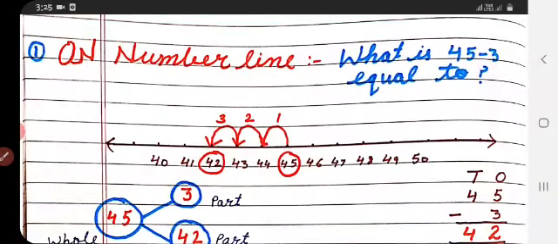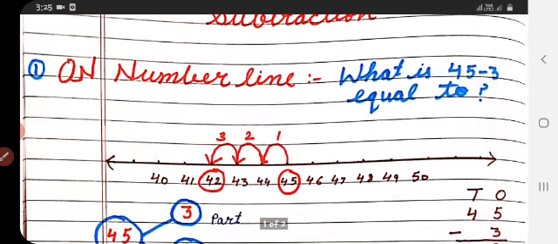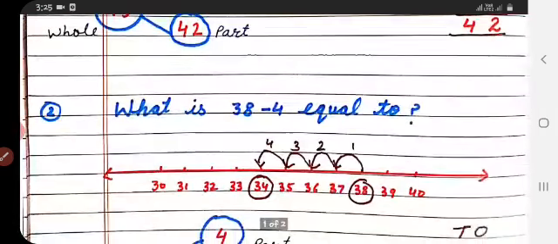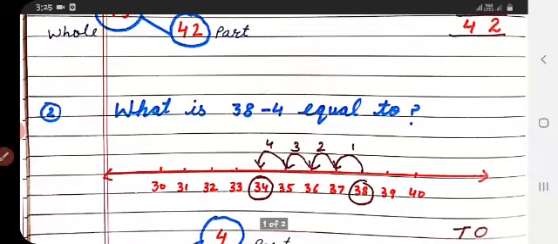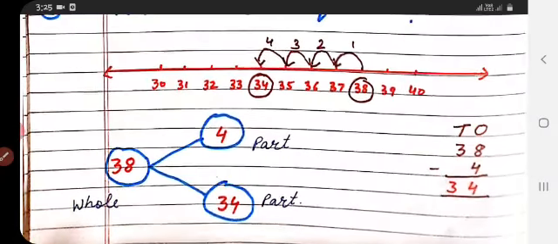For 45 minus 3, we have to mention 45. We already know it will come in between 40 and 50. Like 38 minus 4, 38 we know comes between 30 and 40. So we have done all the parts like this.